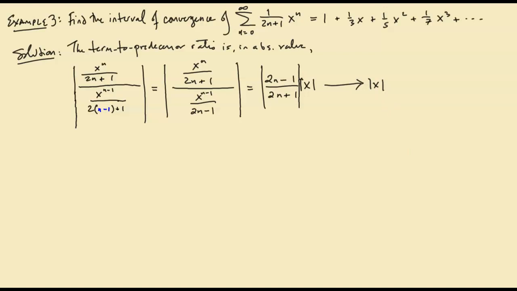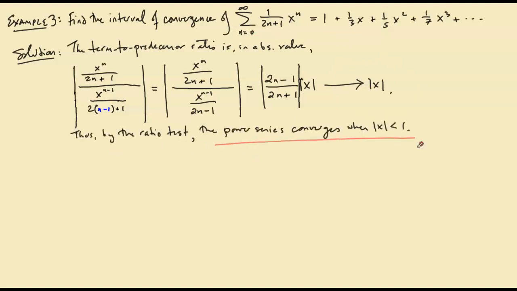Well, the ratio test tells me that the power series is going to converge when this is less than 1. So let's write that down. Thus, by the ratio test, the power series converges when absolute value of x is less than 1. So now I can think about this geometrically. The series is centered at 0, and absolute value of x less than 1 means x could be anything between minus 1 and 1.